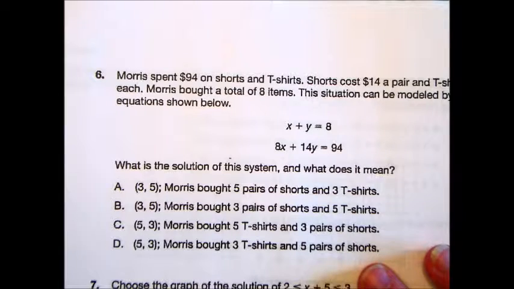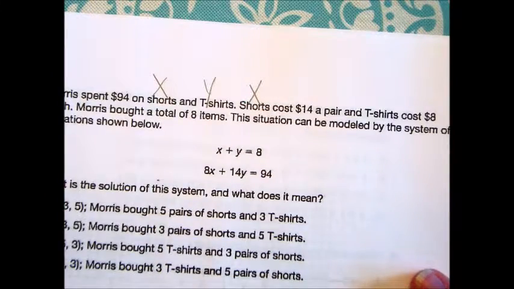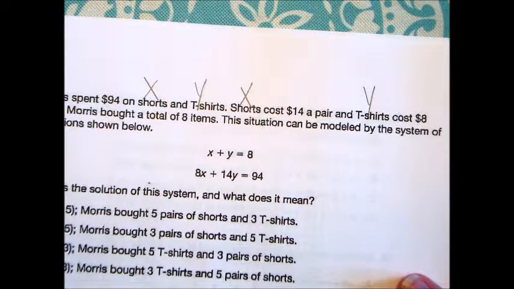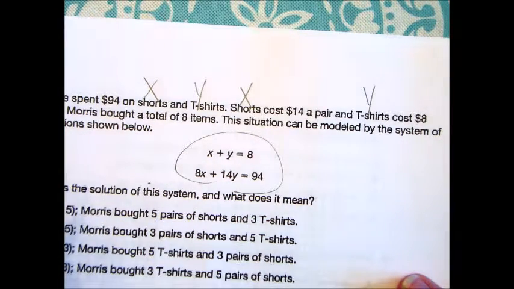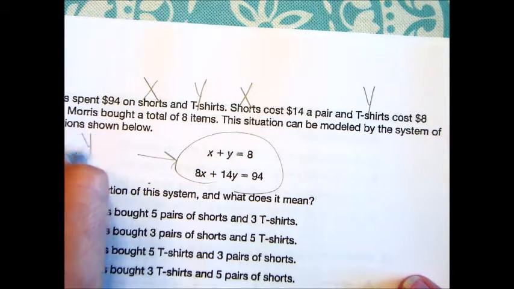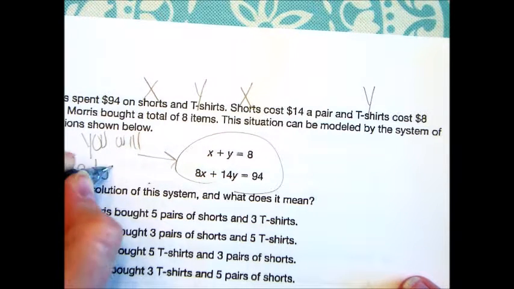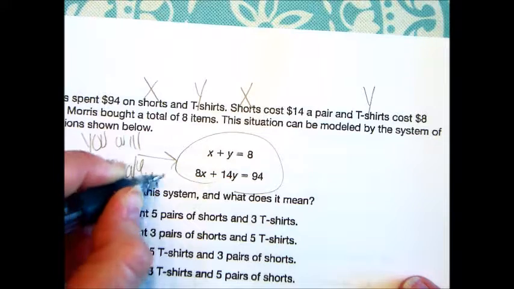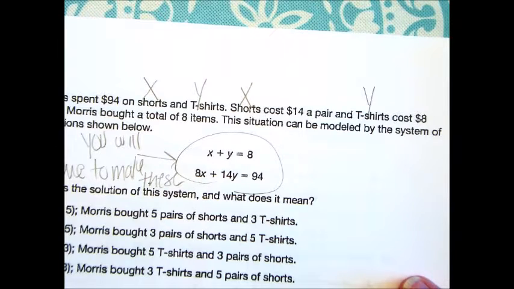Morris spent $94 on shorts and t-shirts. You want to call that x and y? Shorts, x, are $14 a pair, and t-shirts, y, are $8 each. Morris bought a total of 8 items. The situation can be modeled by this right here. I will tell you this, I think that you will have to make these. I really do. So what I need you to do is pause the video, and I really want you to make sure you understand x plus y is 8, because that's how many items he bought, and 8 goes with x, because that's how much.